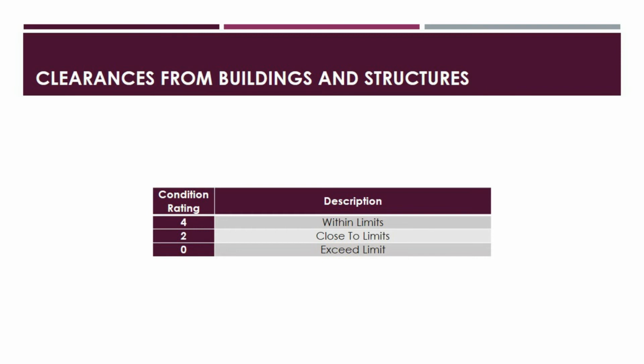Then the fifth category is clearances from buildings and structures. So for a rating of 4, it means that the clearances are within limits. For the rating of 2, it means that clearances are close to recommended limits. And for a rating of 0, it means that there are unacceptable clearances between the right-of-way and the buildings.